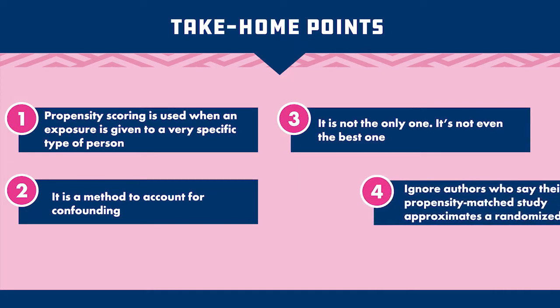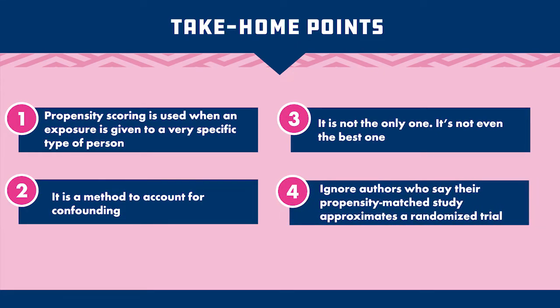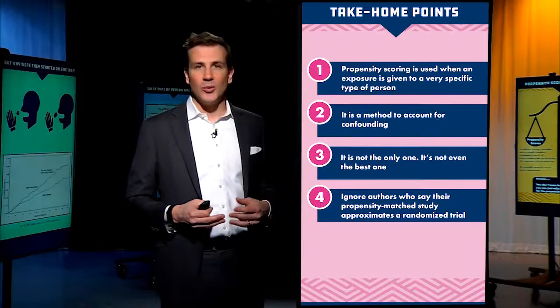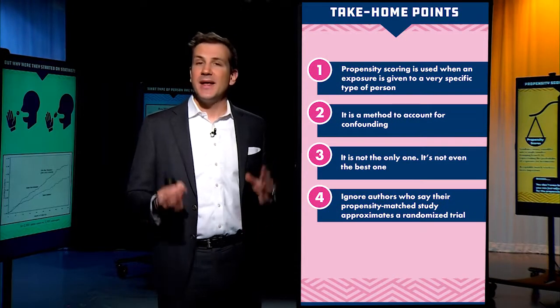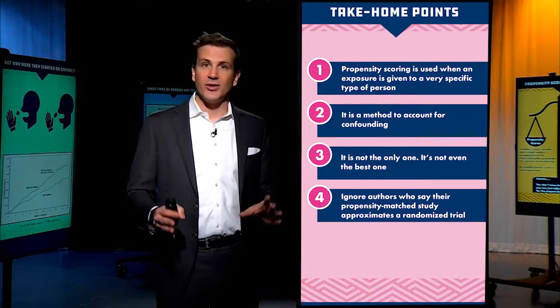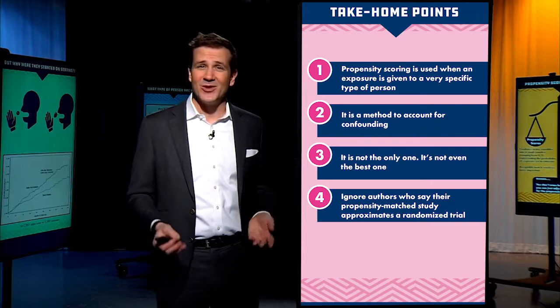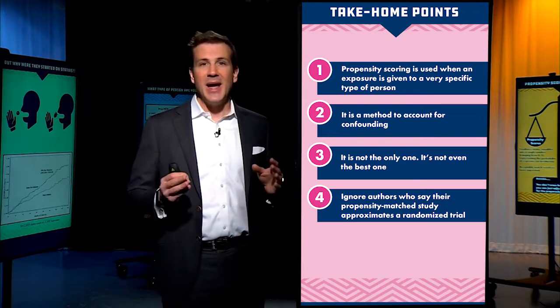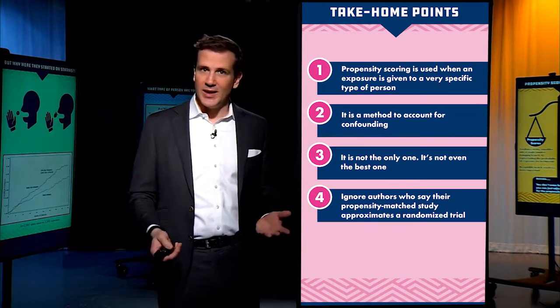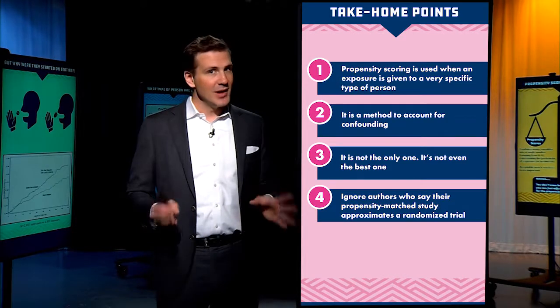Please ignore authors who do a propensity match study and then say that their study can be interpreted like a randomized trial. Propensity scores do not account for unmeasured confounders. I'm just going to say it again. Propensity scores do not account for unmeasured confounders. Only randomization balances unmeasured confounders between the unexposed and exposed groups. There's nothing quite like it.